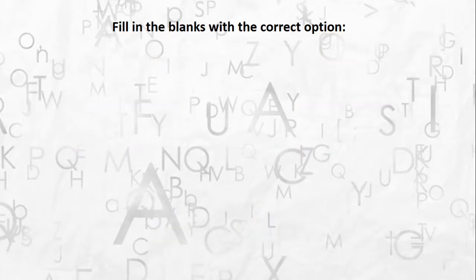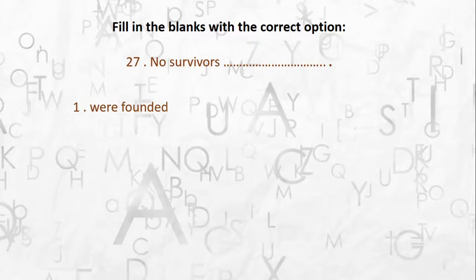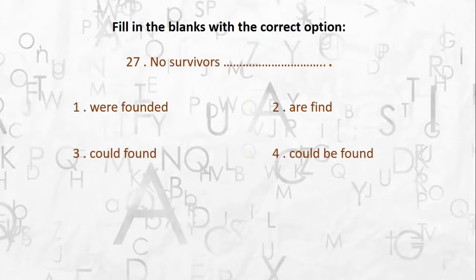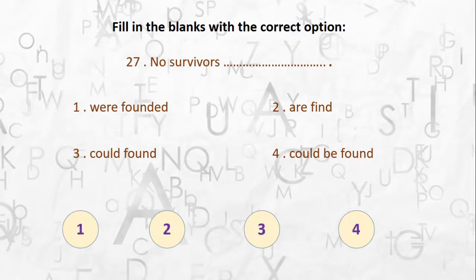Okay, coming to the next question or next example, no survivors dash. So is it no survivors were founded, no survivors are fined, no survivors could found, or no survivors could be found? So 1, 2, 3 and 4. Which one is the correct option? It is option number 4. No survivors could be found.